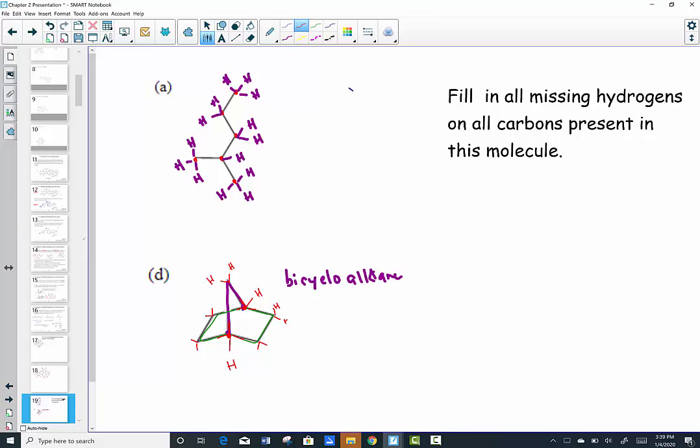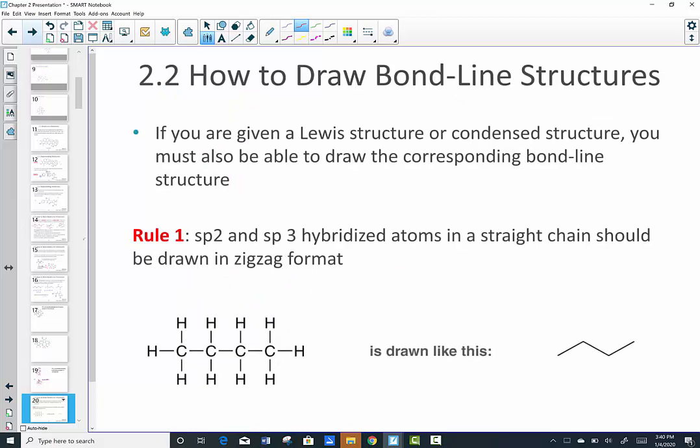So that's what our structure will look like, completed with all of the hydrogens to complete its octet. Let's talk about drawing bond line structures.